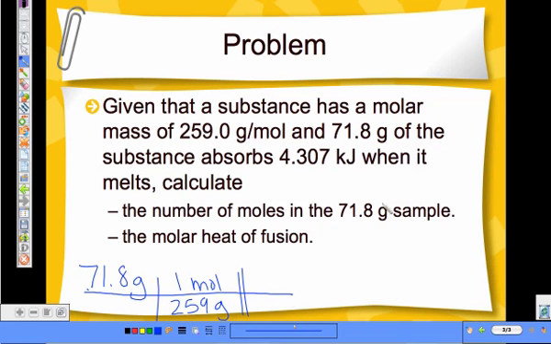What'd you get? 0.277? You guys agree? Okay. 0.277 moles. Good. So now how would we find the molar heat of fusion? What is the molar heat of fusion?